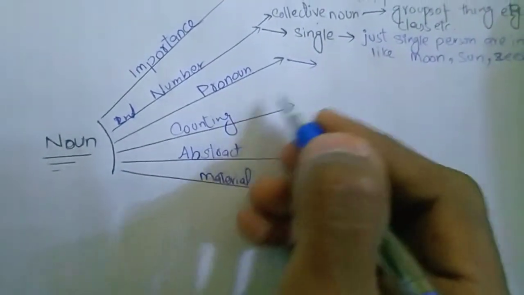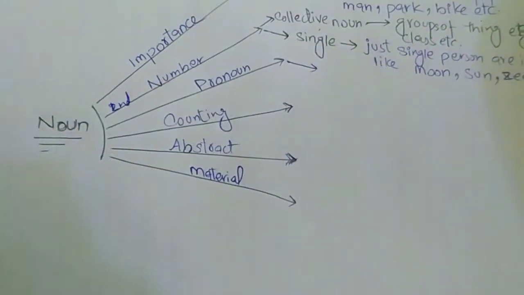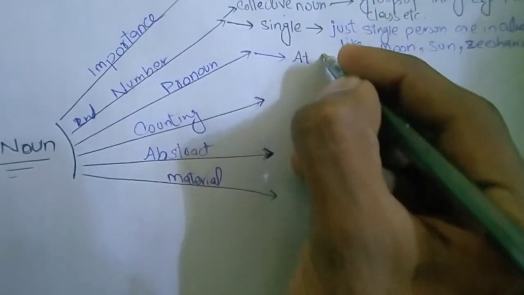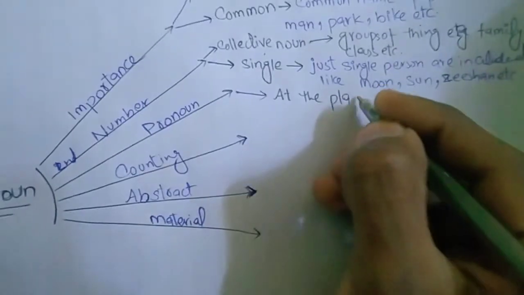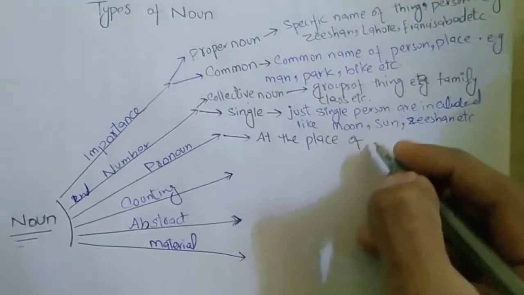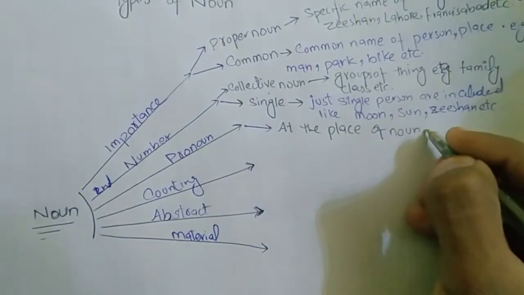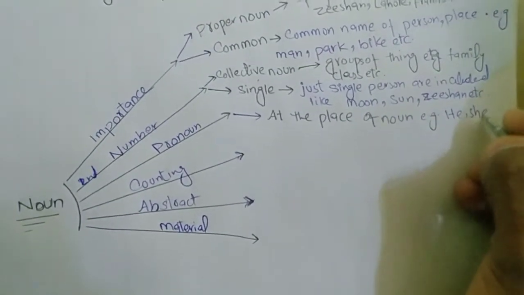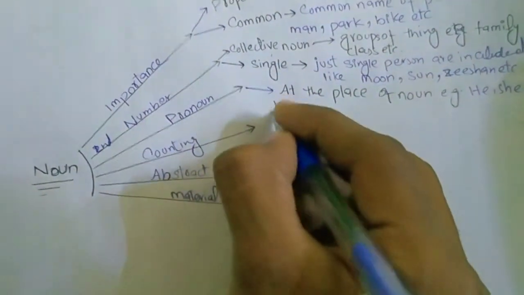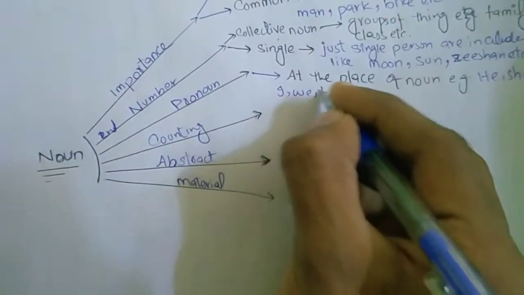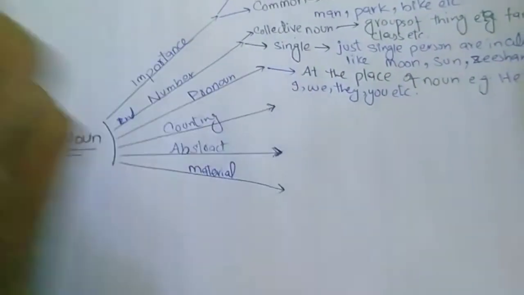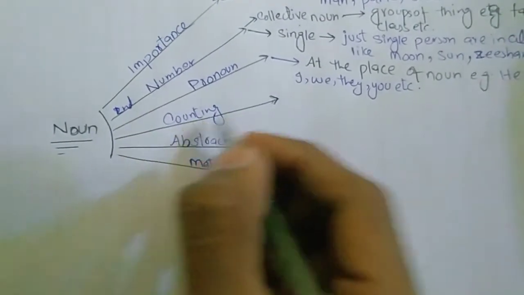Pronoun is not divided into another categories. Just pronoun is used, the noun which are used at the place of noun. There are following pronouns, which are he, she, it, I, we, they, you, etc. Now we will move to the counting noun.